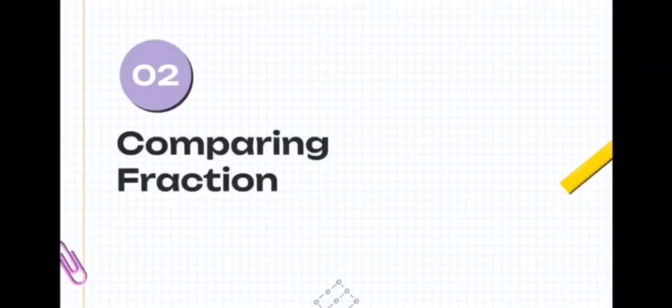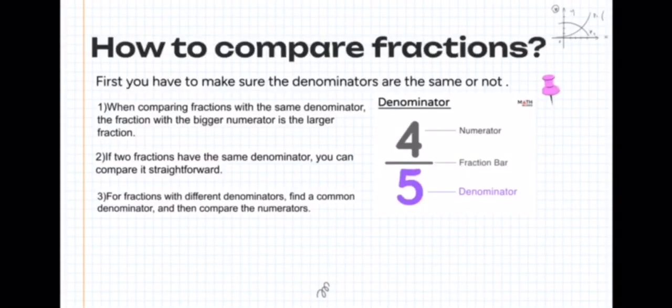Comparing fractions. How to compare fractions? First, we have to make sure whether the denominators are the same or not. When comparing with the same denominator, the fraction with the bigger numerator is the larger fraction. If two fractions have the same denominator, you can just compare them straightforward. Whereas for fractions with different denominators, you have to find a common denominator and then compare the numerators.